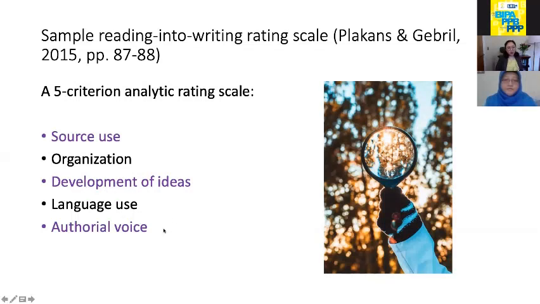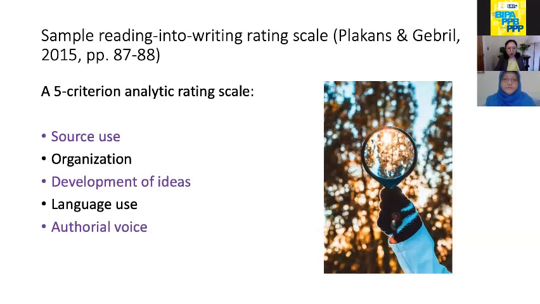You might wonder why some of them are in purple. I put them in purple deliberately. These purple criteria operationalize, or address, both reading and writing. The black ones are primarily about writing, like organization of the text or the language use of the text. But the other 3 are a combination of reading and writing.